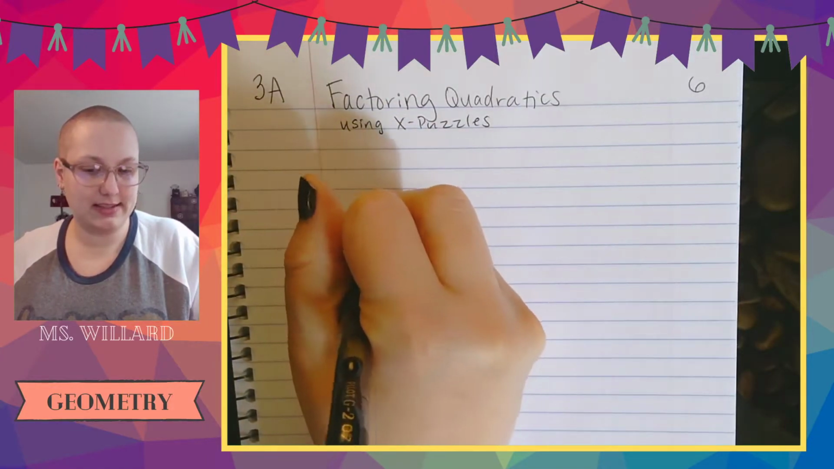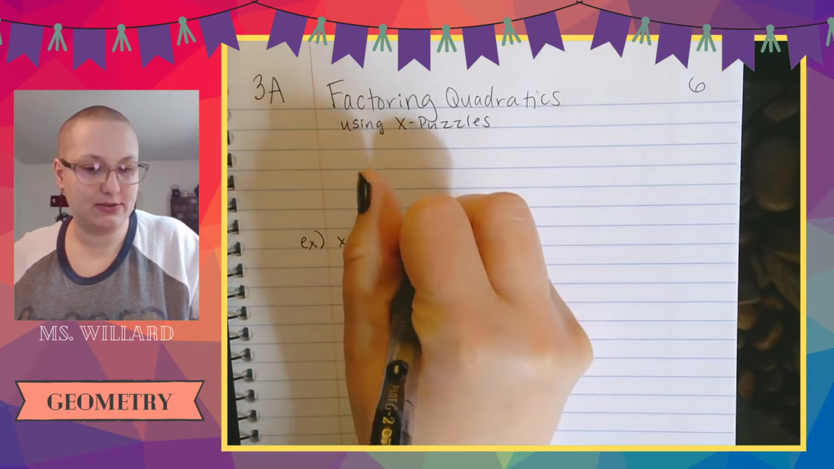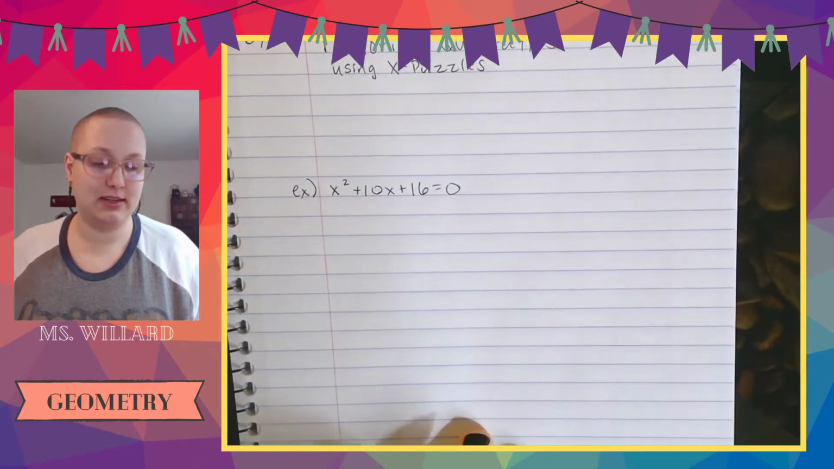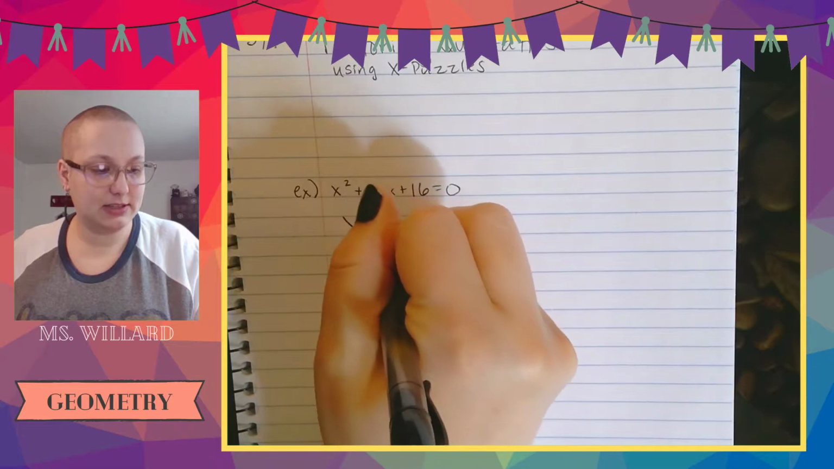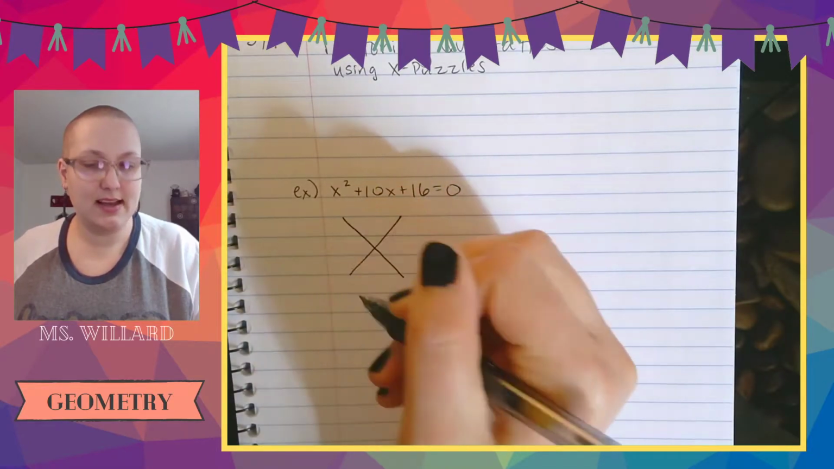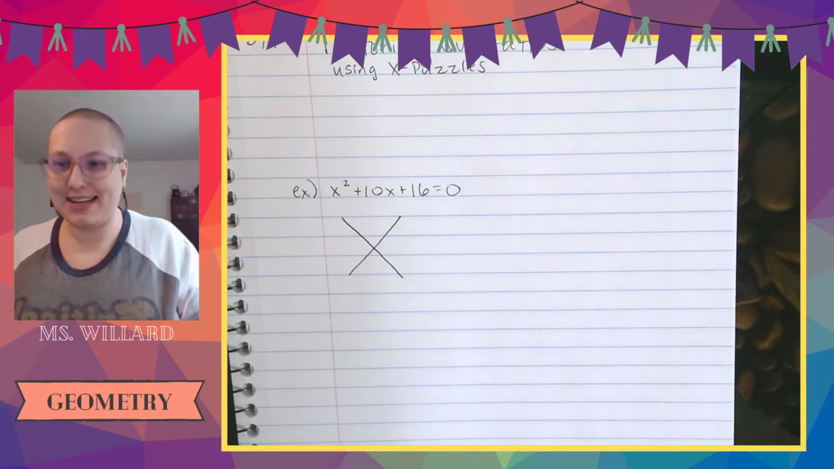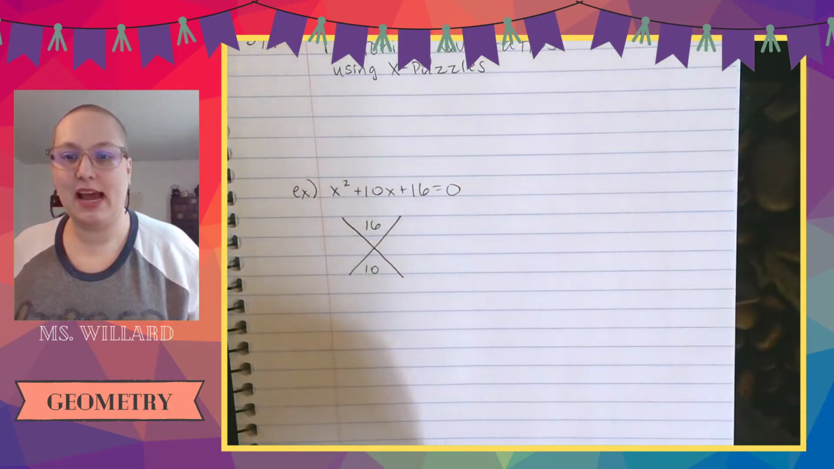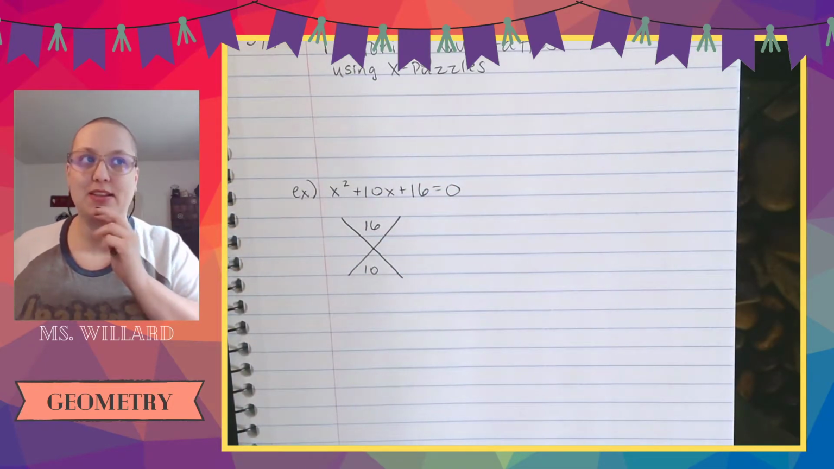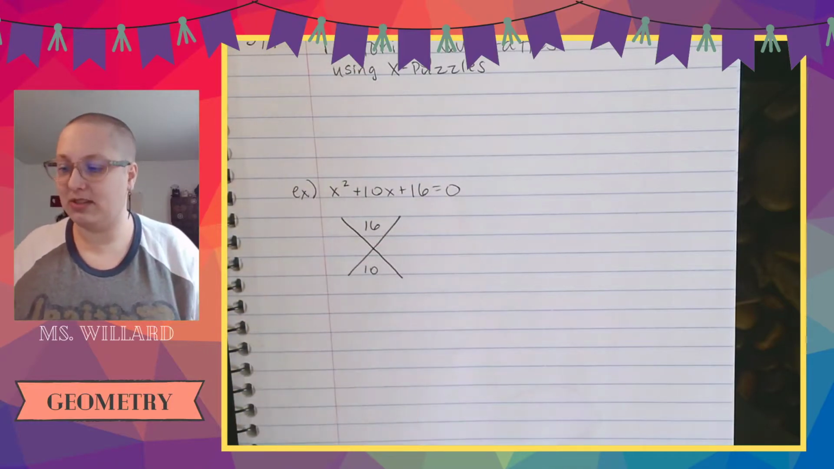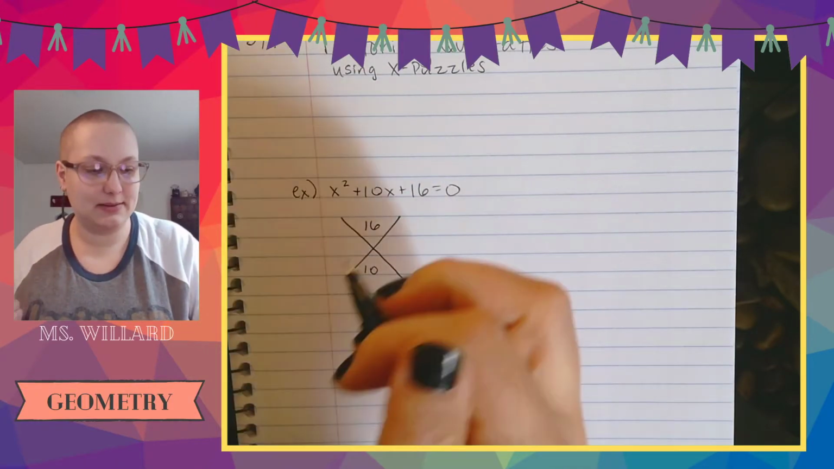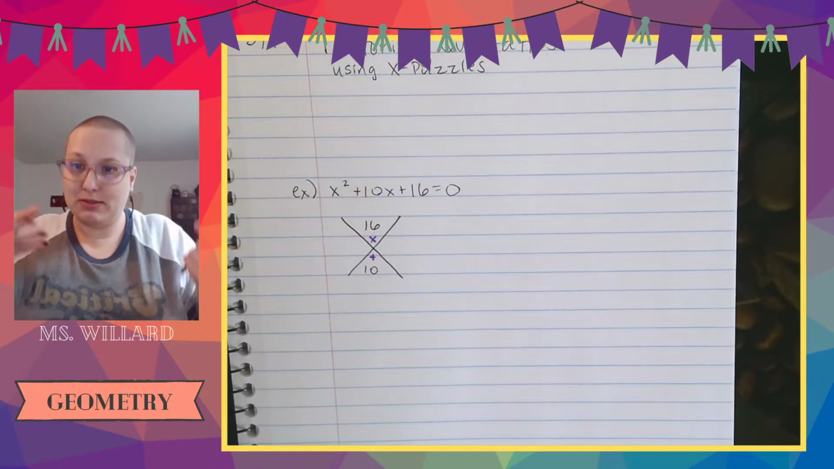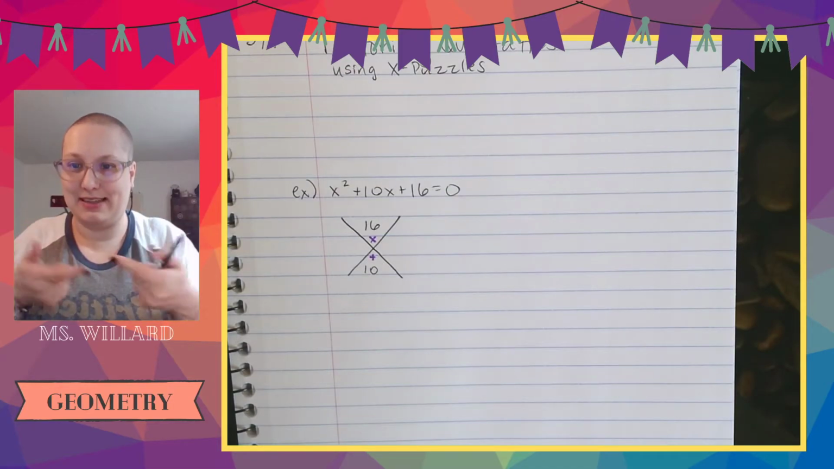So let's do something that's already set up for us. It's in standard form. So what we're going to do is draw a big old X. Here's the tricky part to this. The last number goes on top. So the 16 goes on top, and then the 10 goes on bottom. The reason we do that is because there's less numbers that multiply to get something than there are that add to get something. So the 2 side numbers are going to multiply to get the top number, and they're going to add up to get the bottom number.